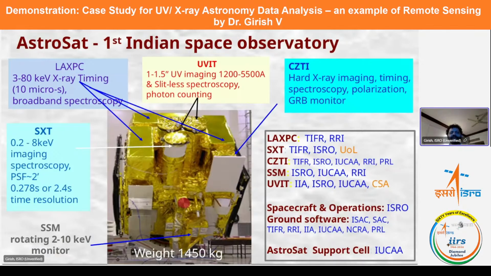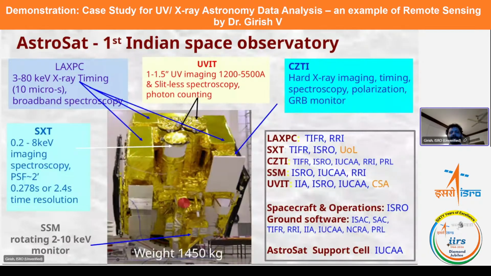AstroSat is India's first space observatory dedicated to astronomy, and it was launched on 28th of September 2015. We are in the 10th year of its operation. Even though it was designed for only 5 years, we have almost doubled the time, and all the payloads are working satisfactorily, and we expect it to work for a few more years.